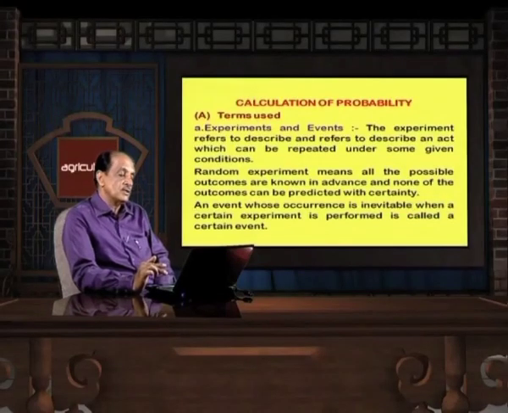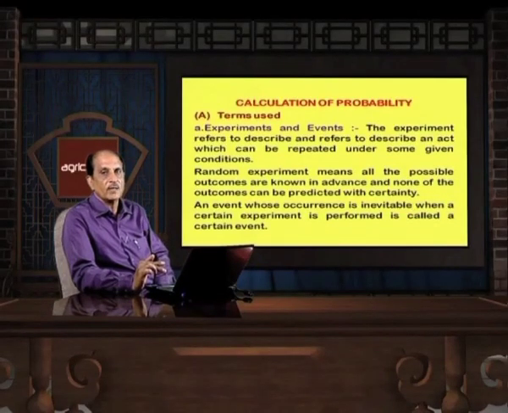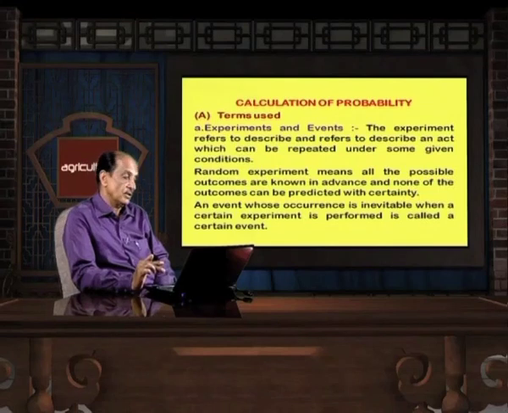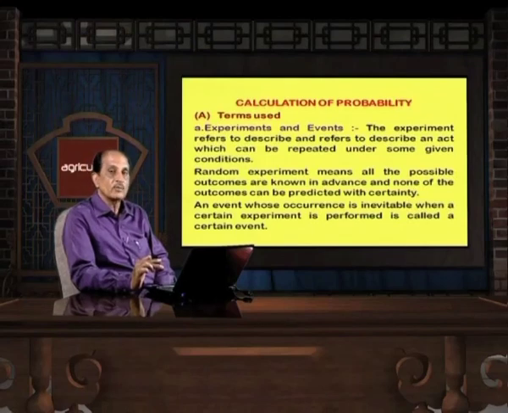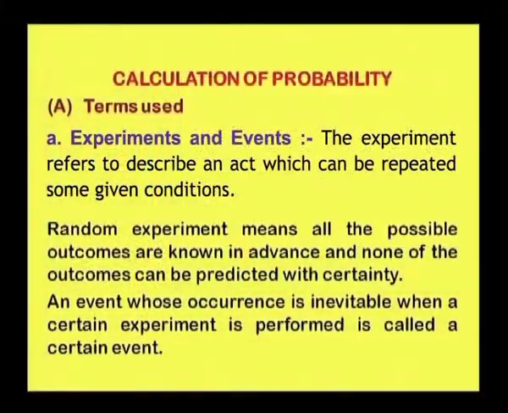So, dear friends, we have discussed the schools of thought which are applicable in respect of probability. Now, we switch over to discuss how to calculate a probability. In this case, first of all, I would like to discuss the different terms used in this connection. The first is experiments and events. Without an event, an experiment is not possible.